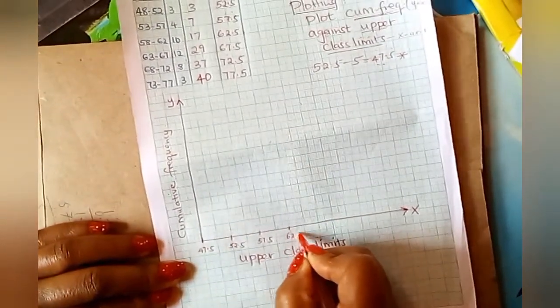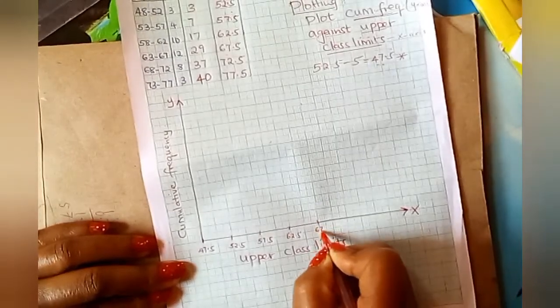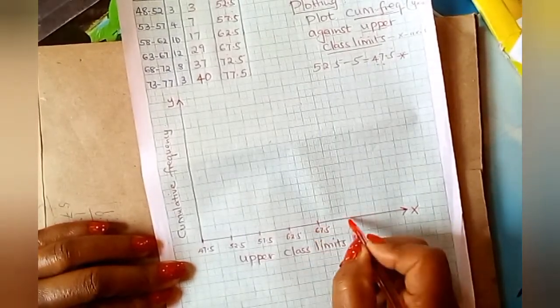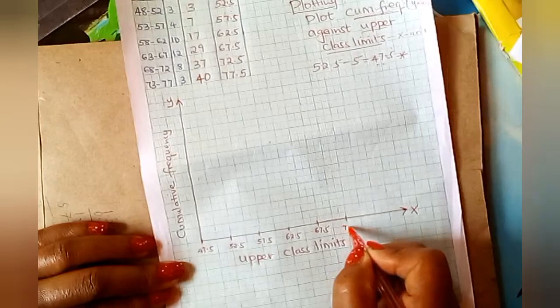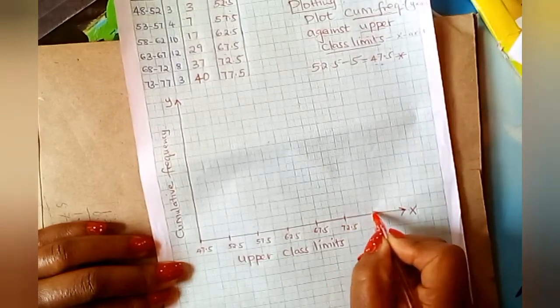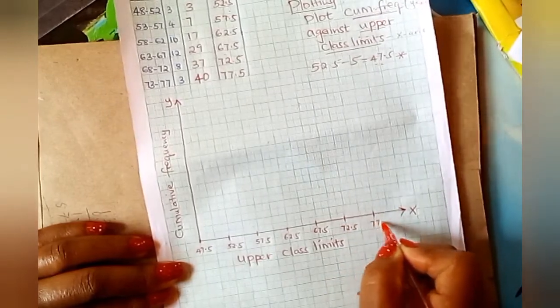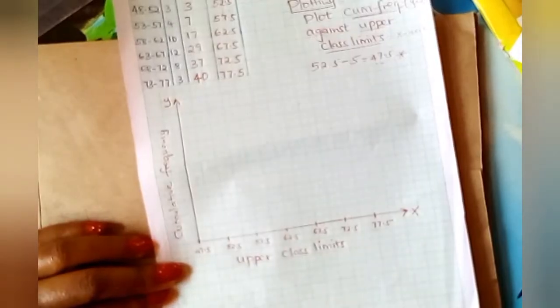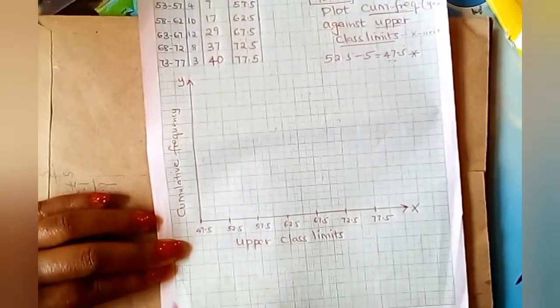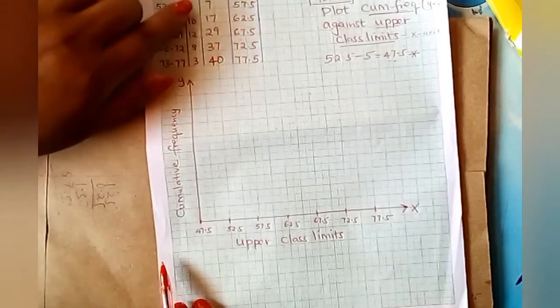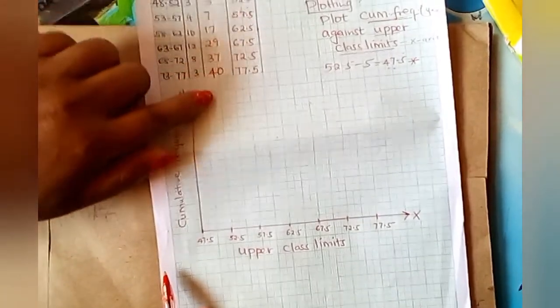57.5, 62.5, 67.5. Then we have 72.5. And finally, we have 77.5. Good. So from there now, we fix our cumulative frequencies.